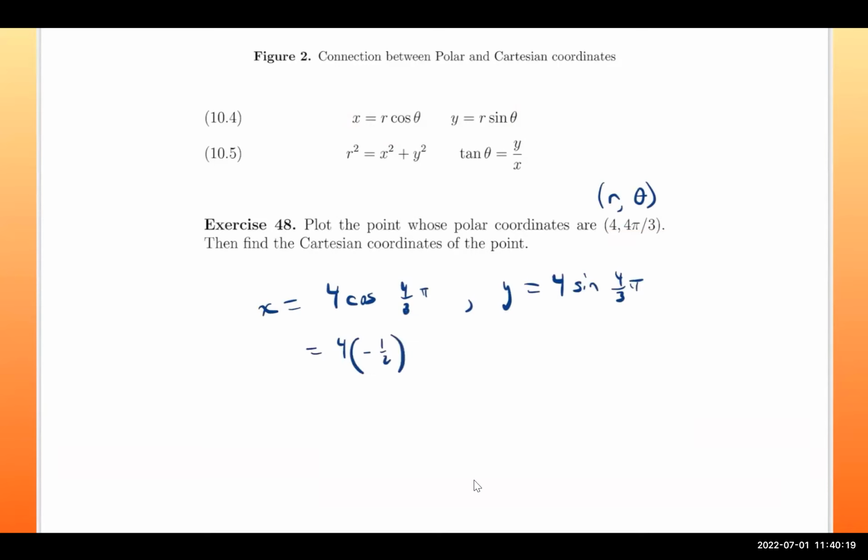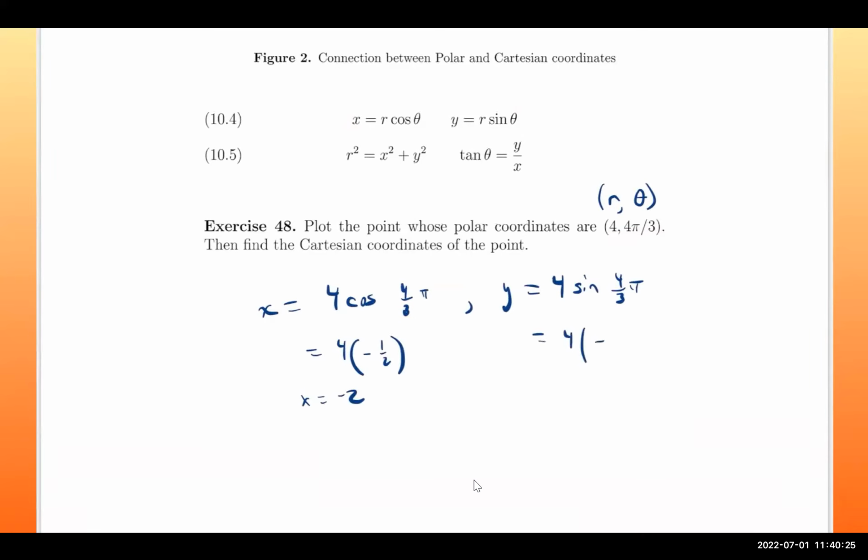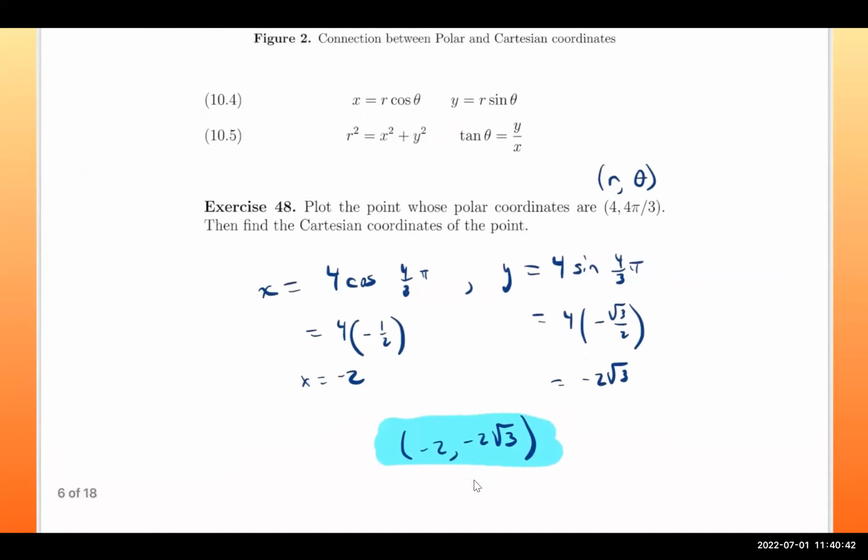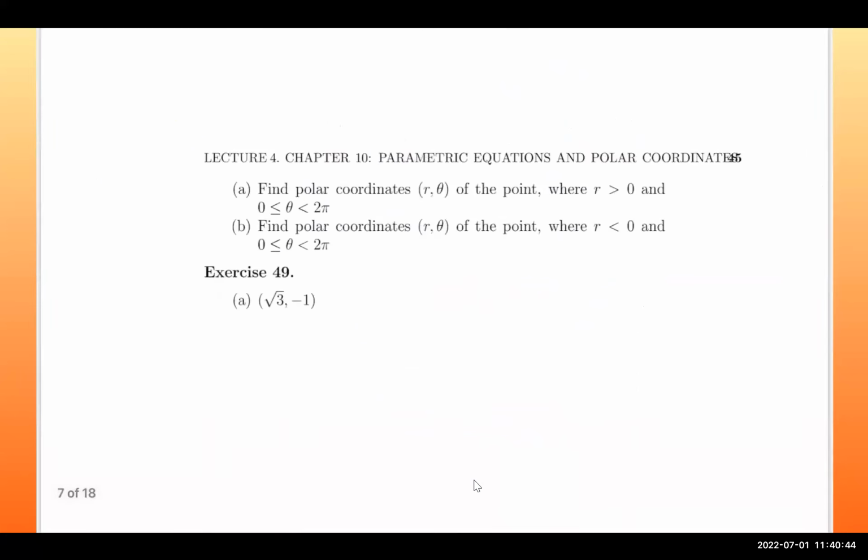And evaluating this gives us 4 times -1/2, which is -2. And evaluating this gives us 4 times negative radical 3/2, which is -2 radical 3. So our final answer would be -2, comma, -2 radical 3. That is the final answer.